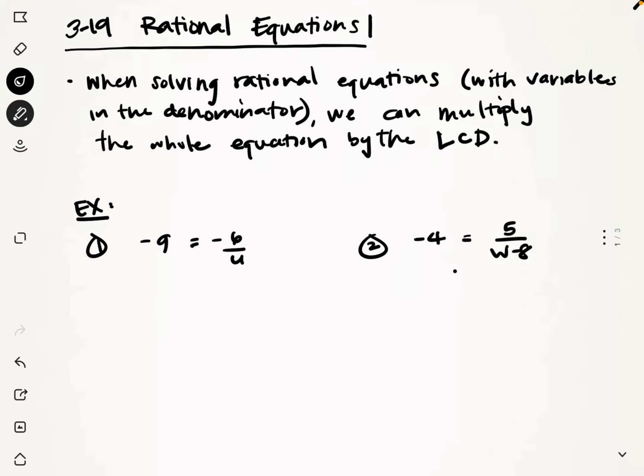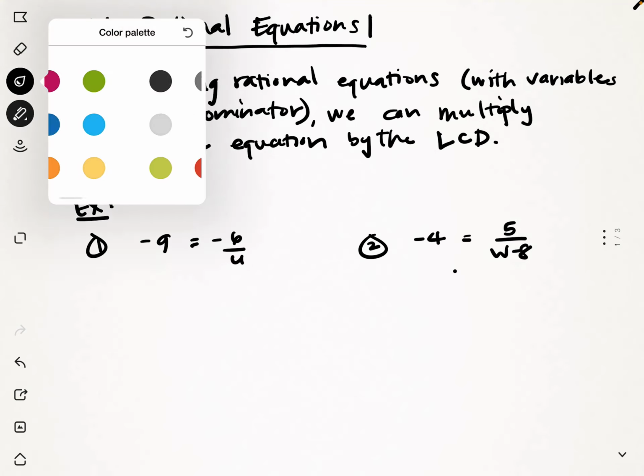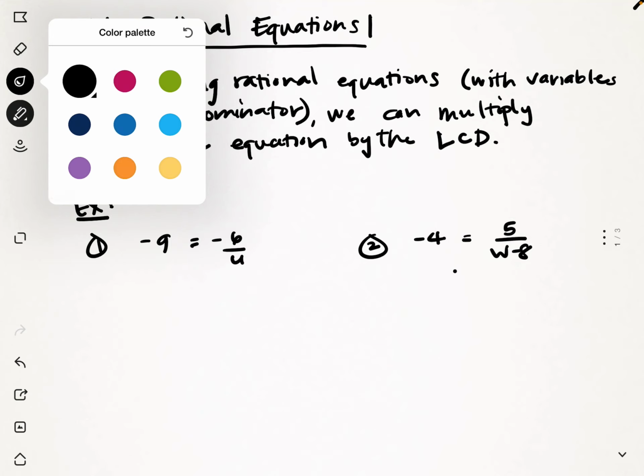Today we're looking at 319, rational equations 1. So, little note here, when solving rational equations, meaning equations with variables in the denominator, we can multiply the whole equation by the LCD, or the least common denominator, and I'm going to show you how it works. There's other ways to solve it, but I think the easiest way to do it would be this way.